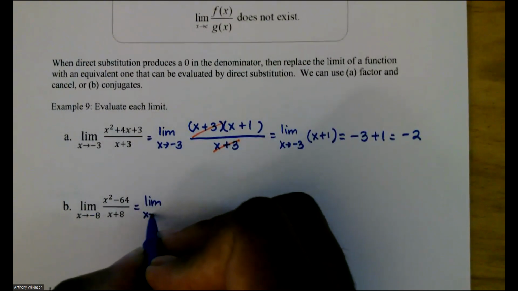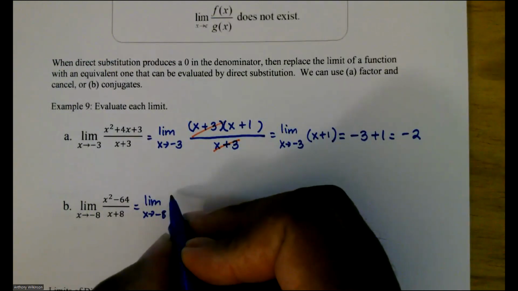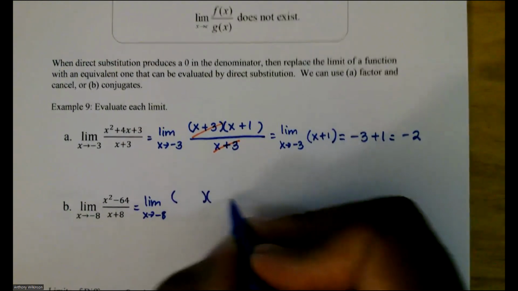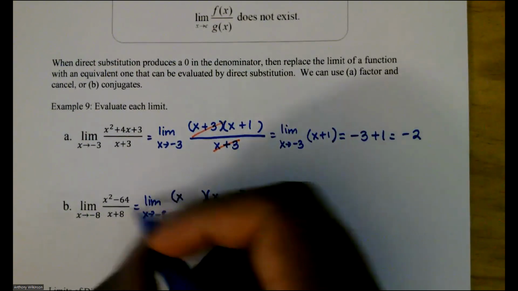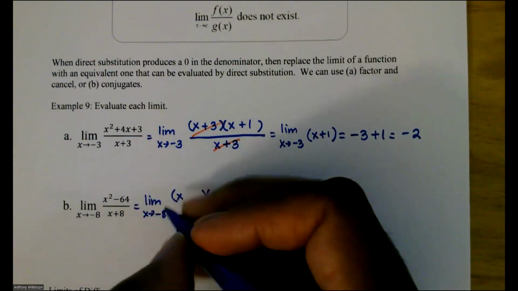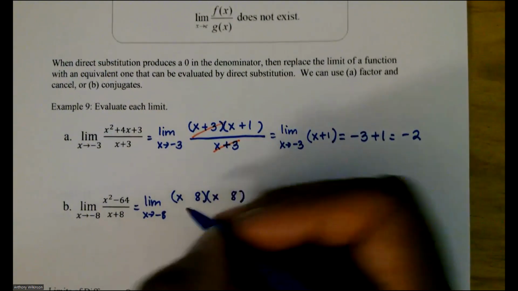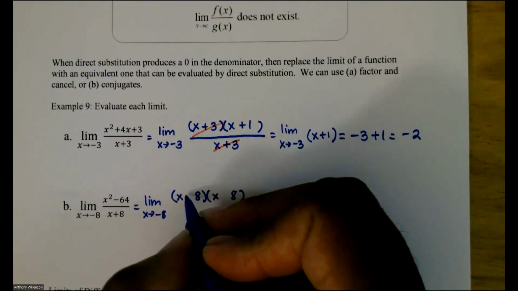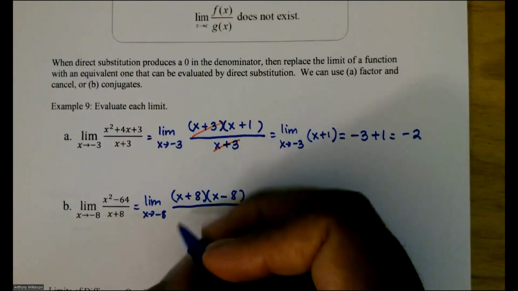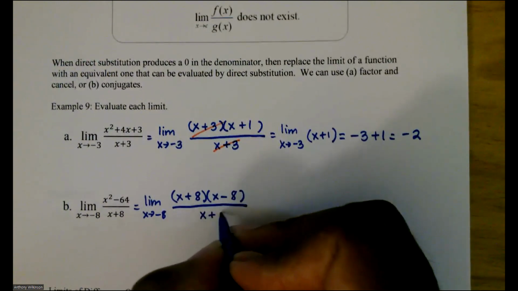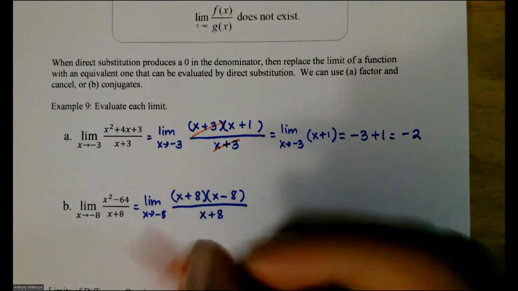The limit as x approaches negative 8. If we factor x squared minus 64, that's a difference of two perfect squares. X squared will be x and then x. 64 is a perfect square because 8 times 8 gives us 64. Now, one has to be plus, the other one has to be minus. All that's divided by x plus 8. And you can see that x plus 8 divides out.